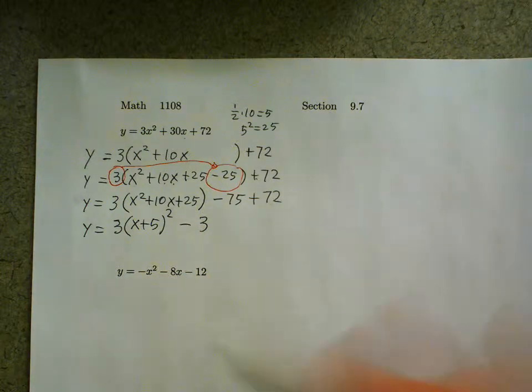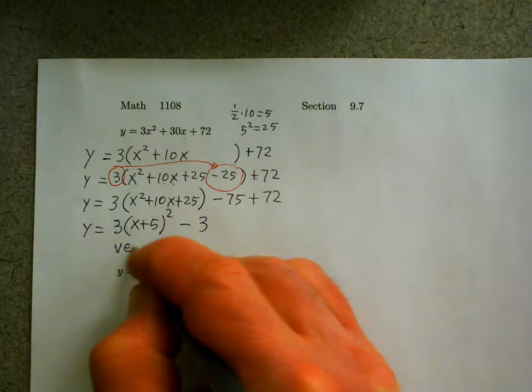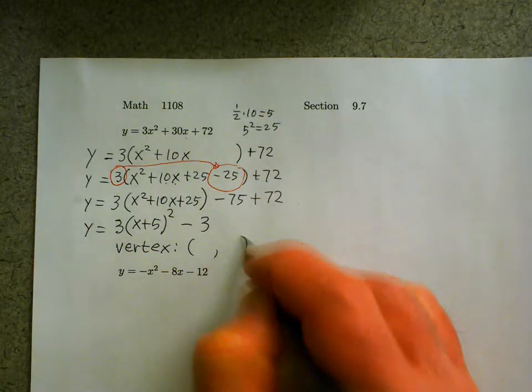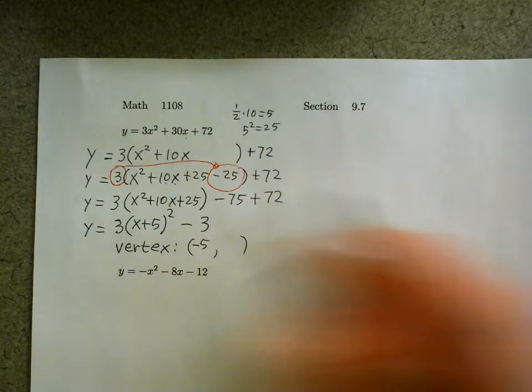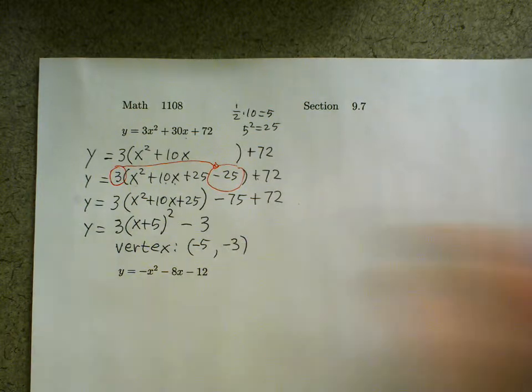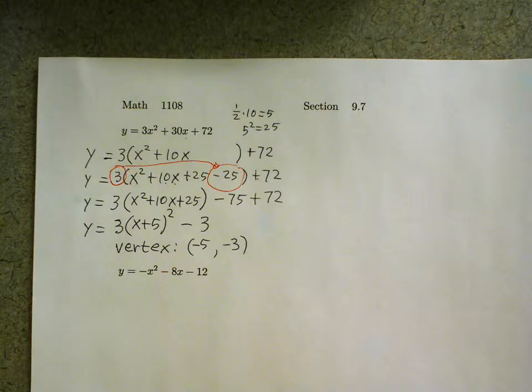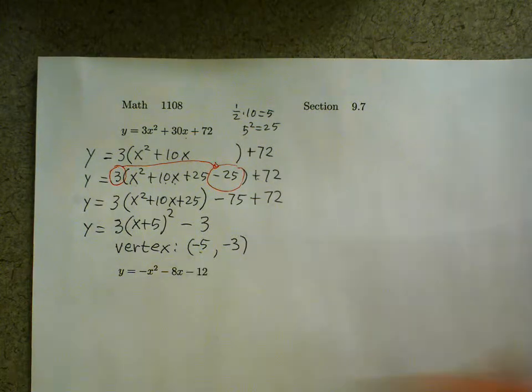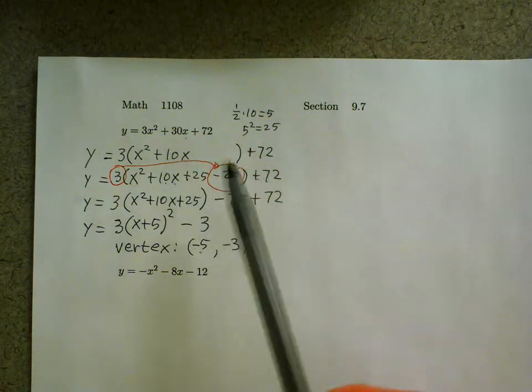All right, what's the vertex? What's the ordered pair for the vertex? -5, -3. Yep, -5 for x and -3 for y. And you can verify that the x-coordinate, -5, is -b over 2a.